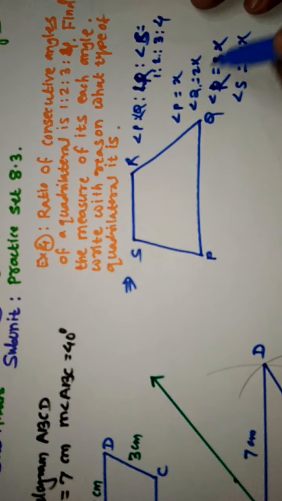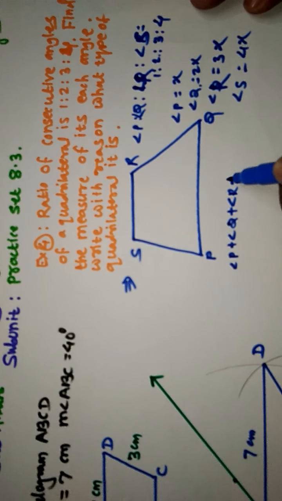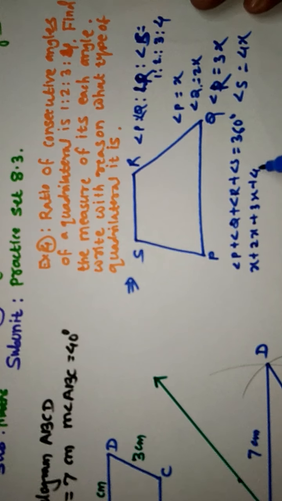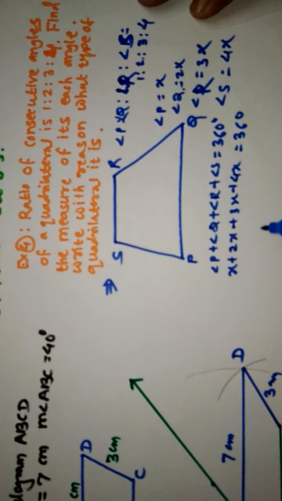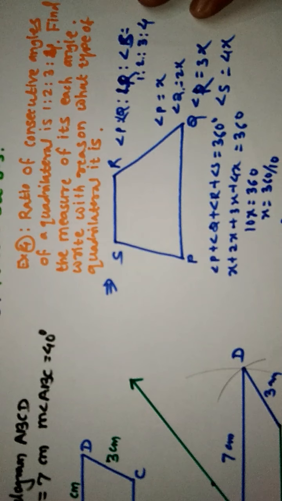We know the sum of all angles of a quadrilateral is 360 degrees. Therefore angle P plus Q plus R plus S is equal to 360 degrees. Substituting their respective values, x plus 2x plus 3x plus 4x is equal to 360, 10x is equal to 360. Therefore x is equal to 360 by 10, x is equal to 36.